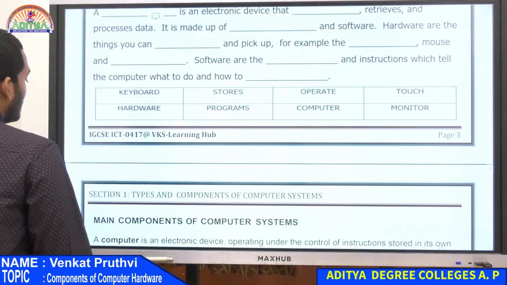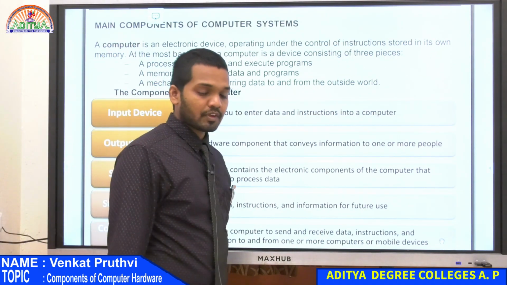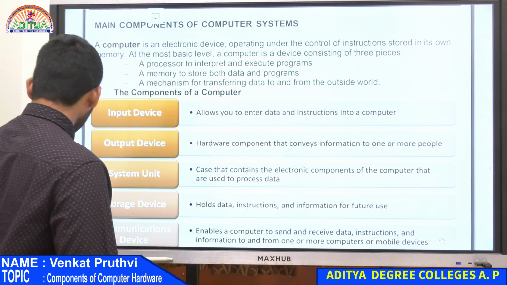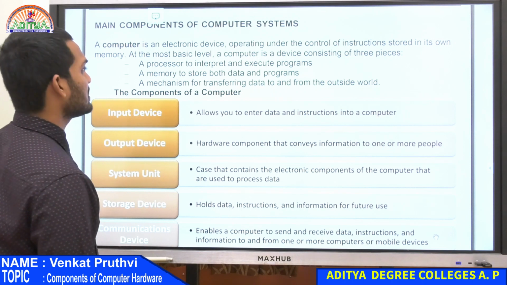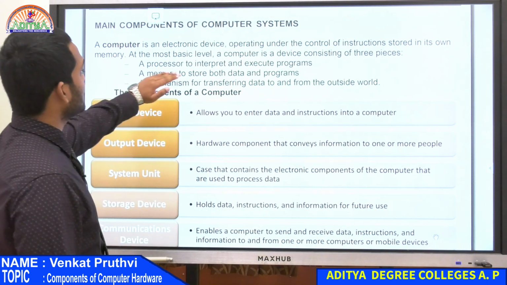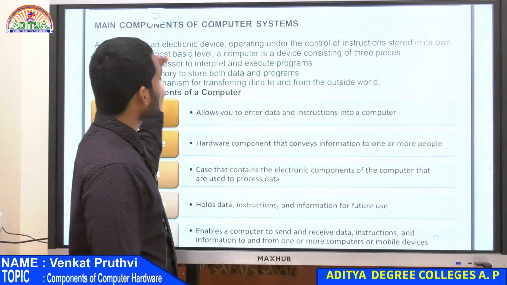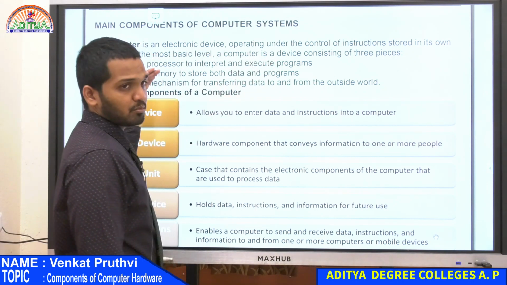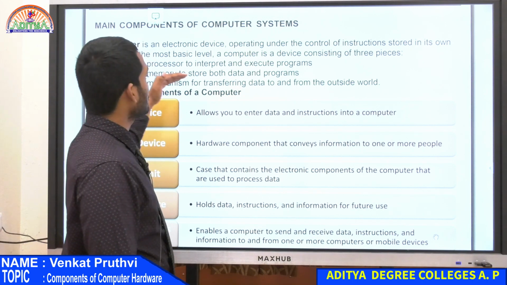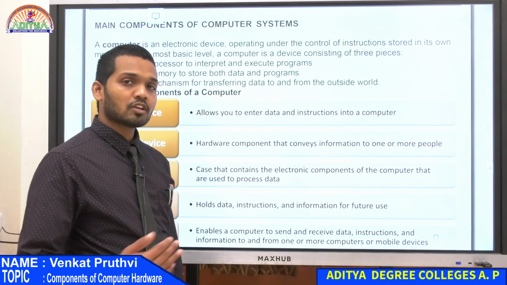So after that, what are the main components of your computer system? We have already discussed the main components of a computer system, but let's again look at them in the third unit. A computer is an electronic device, as we know, operating under the control of instructions stored in its own memory. Okay, at the most basic level, a computer is a device consisting of three pieces. One is the processor, we know that as the CPU, to interpret and execute programs, and then we have the memory unit, which has primary and secondary storage units, a memory to store both data and programs, and a mechanism for transferring data to and from the outside world, that is your input and your output unit.